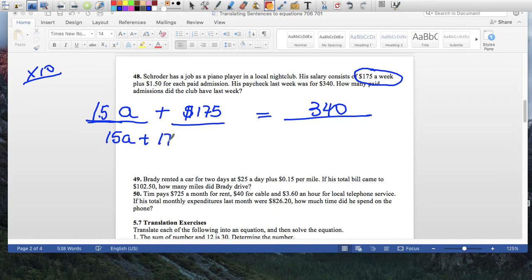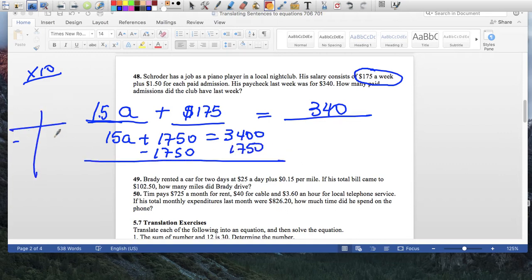175 times 10 is going to be 1,750, and 340 times 10 becomes 3,400. Subtract 1,750 from both sides. If you make your story, here's your variable A, which got multiplied by 15, adds 1,750, gives you 3,400. Going backwards, you're going to do the inverse of addition, which is 1,750 minus, and then it got multiplied by 15, so I divide by 15 there. So those are the steps, the inverse operations you're going to do to solve this problem.